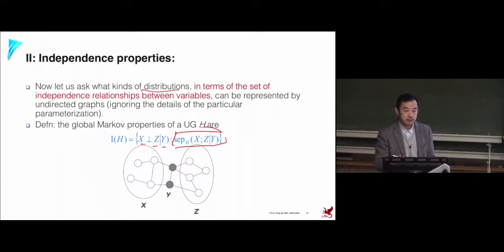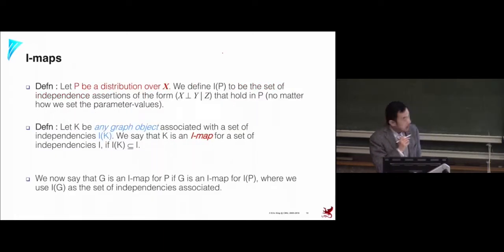Therefore, given a graph, you can obtain a set by running this macro over all triplets. Now comes the definition of I-map, because we now want to establish the relationship between a graph and a distribution using the conditional independence definitions. So let's begin with an arbitrary distribution P over X, and we define I(P) to be the set of all independence assertions of this form that hold in P.